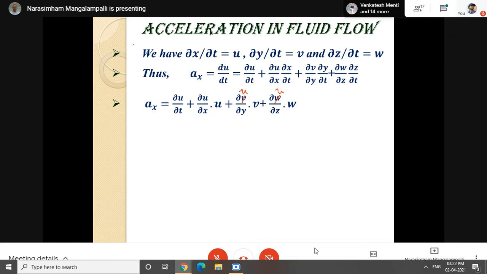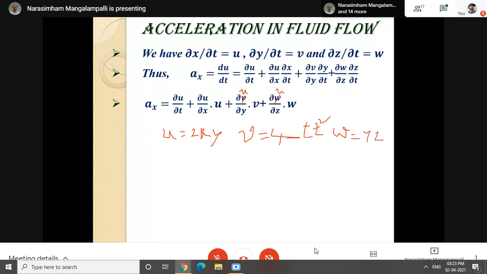What is the expression for u given? What is u equal to? 2xy. Then v is equal to 4tz square. Then W is equal to yz.